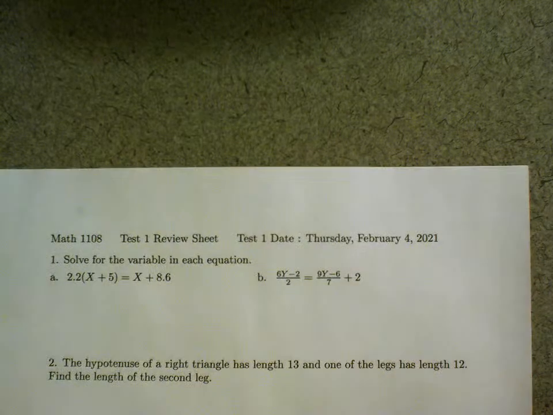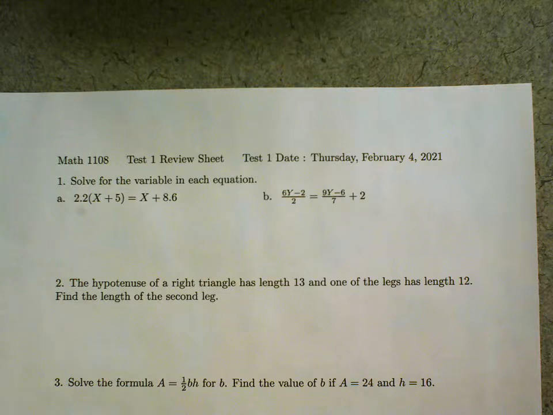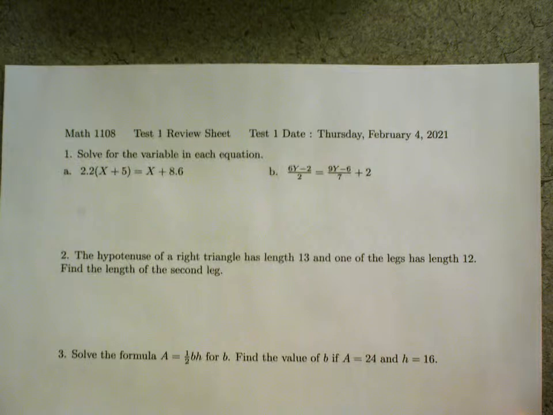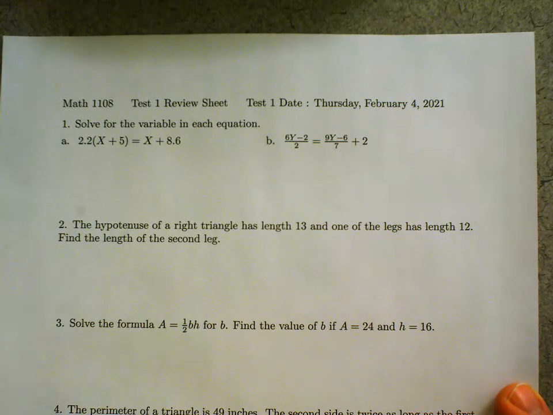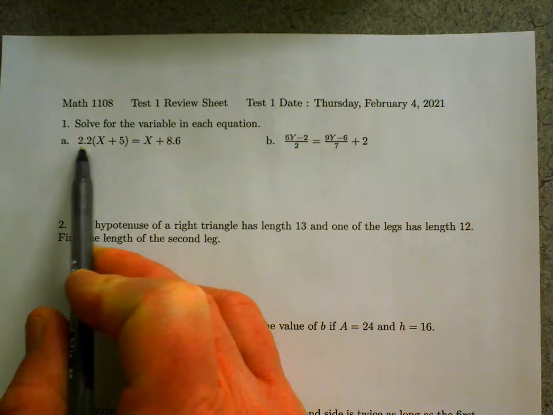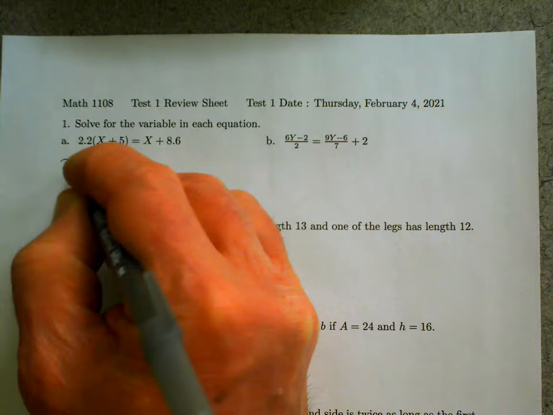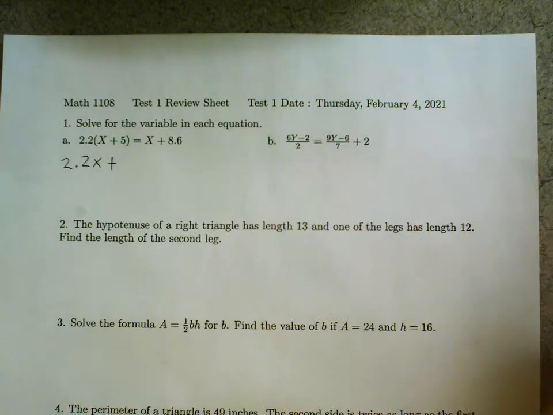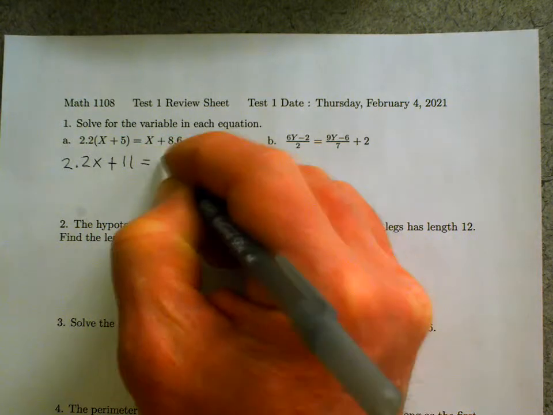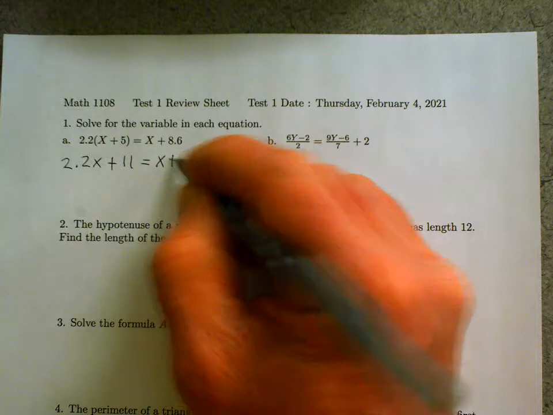Number 1 on the test review. We have 2 parts, A and B. Solve for the variable in each equation. The equation in part A: first distribute multiplication by 2.2. So 2.2 times x is 2.2x, and 2.2 times 5 is 11. So we get 2.2x plus 11 equals x plus 8.6.